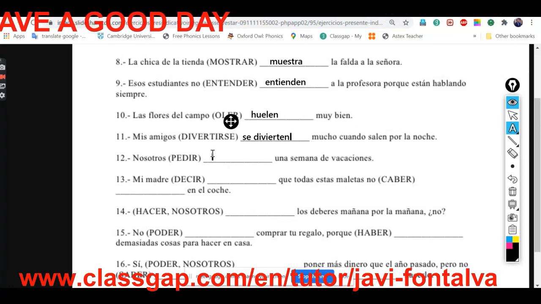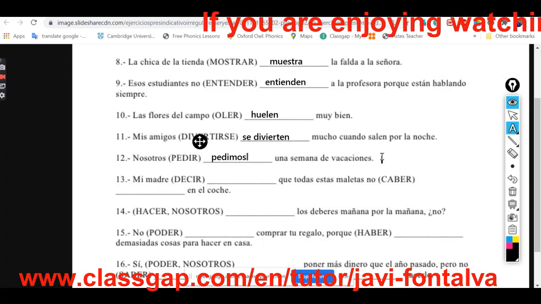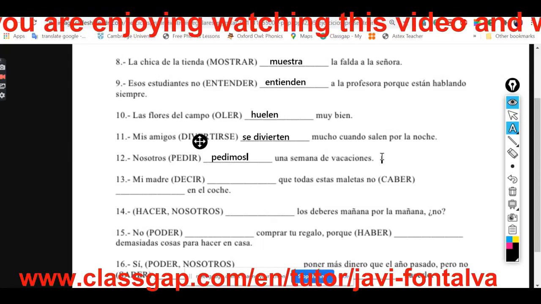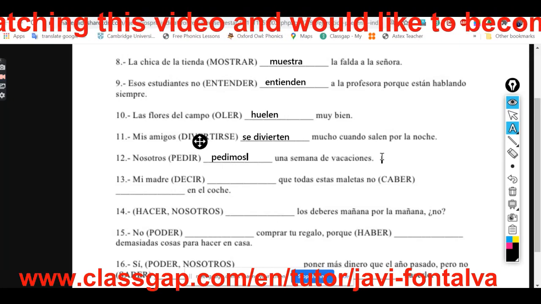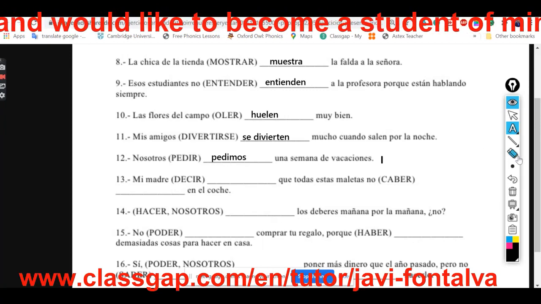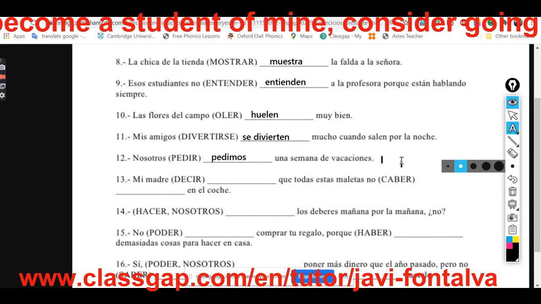Okay, next one. Nosotros pedimos una semana de vacaciones. So, nosotros pedimos. Even though this is an irregular verb, we are talking nosotros. So you don't have to worry about whether the verb is regular or irregular. They're always going to be regular for nosotros and vosotros. By the way, this is an E goes to I verb. So if you say I ask for, you will say pido. Like this, pido. So, nosotros pedimos una semana de vacaciones. What does this mean?